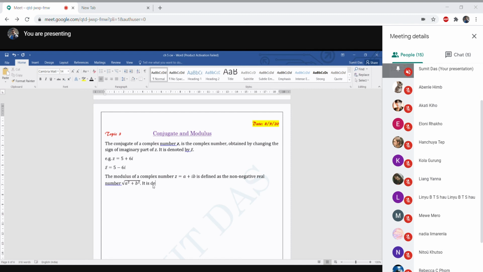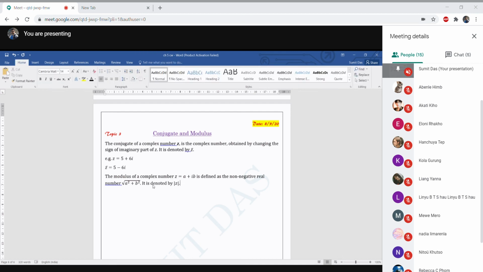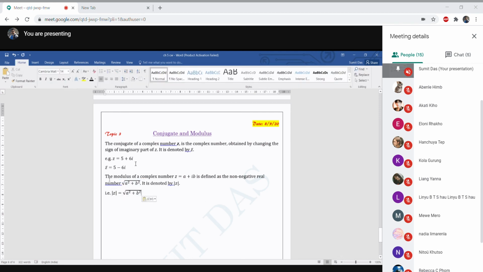It is denoted by mod z. Okay, it is denoted by mod z. So that is mod z equal to this. Okay, basically, what is this?